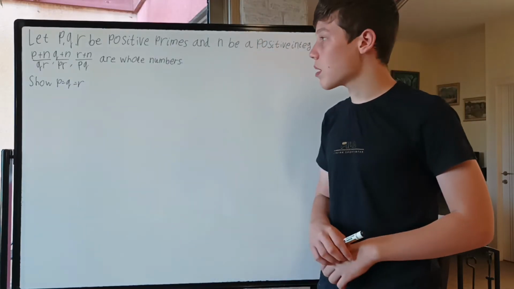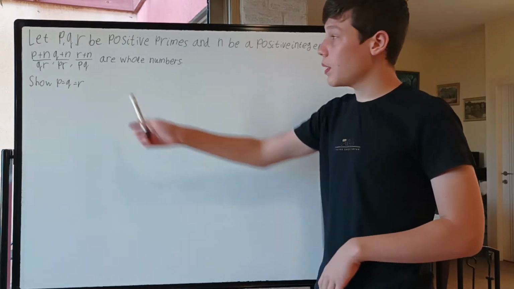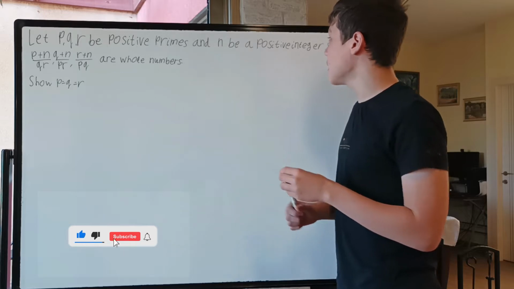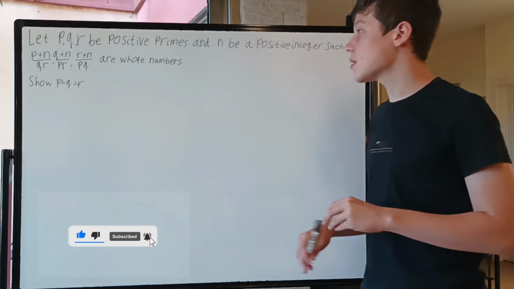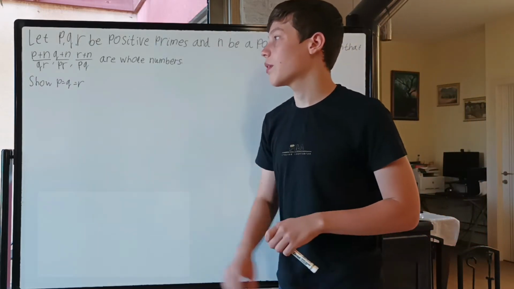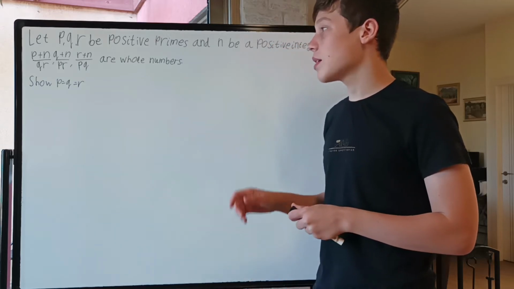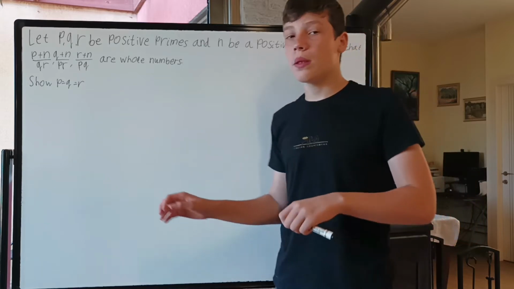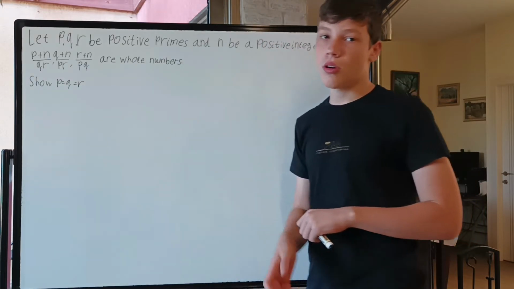Today we're going to do this problem. So let P, Q, and R be positive primes and N be a positive integer such that (P plus N) over QR, (Q plus N) over PR, and (R plus N) over PQ are whole numbers. Show that P is equal to Q, which is equal to R.